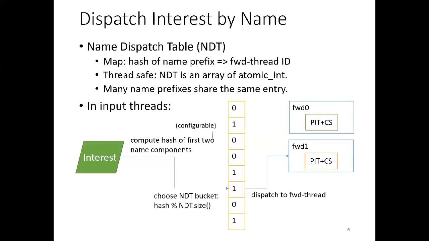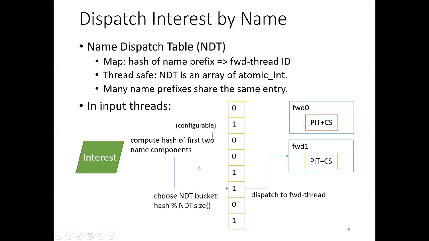So this is how it works. In the input thread, we have the name dispatch table, or NDT. NDT maps from the hash of a name prefix to a forwarding thread ID. NDT is thread-safe. It is an array of atomic ints. Because the map key is the hash, many name prefixes would share the same entry. In the input thread, when the Interest comes in, the input thread will compute the hash of the first two name components. Of course, the number is configurable.